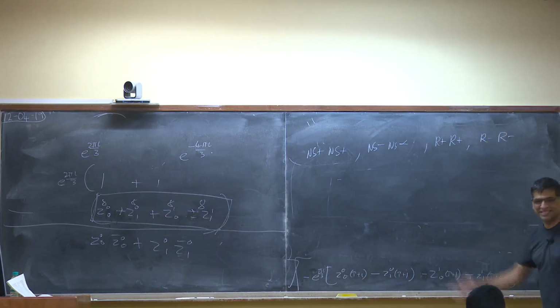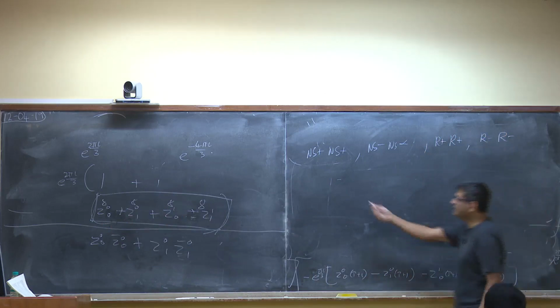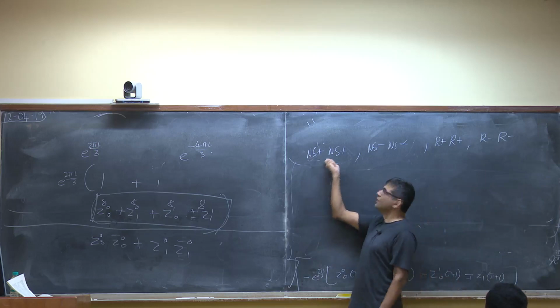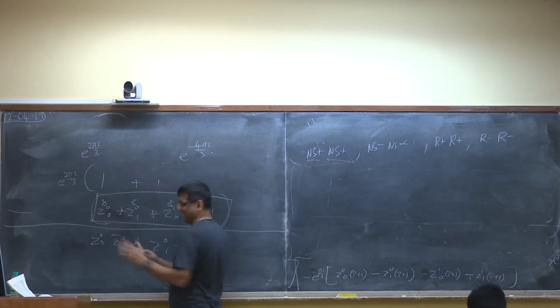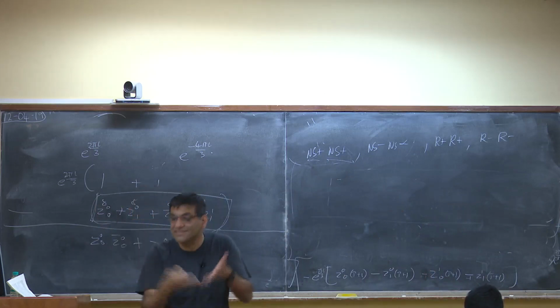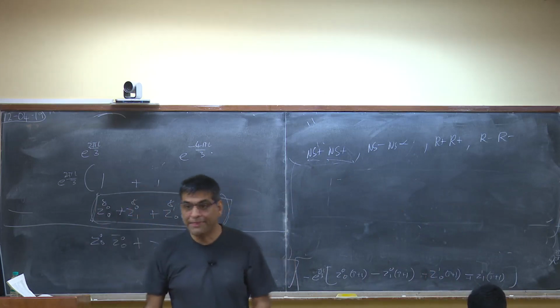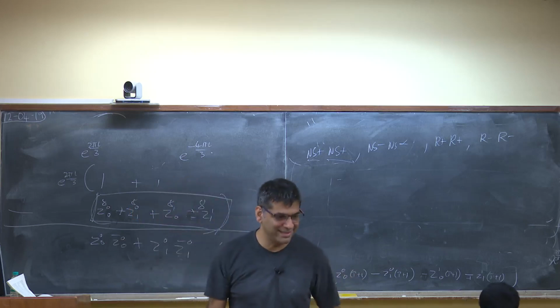Now, just from the statement, what I said was clear, because whatever is happening on the left moving sector is also happening on the right moving sector. So if you've got a Z00, you'll also have a Z bar 0, Z bar 0. And therefore, no matter how funny the phase is, it will cancel.